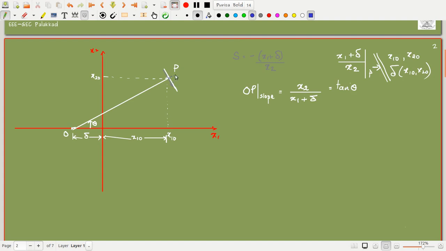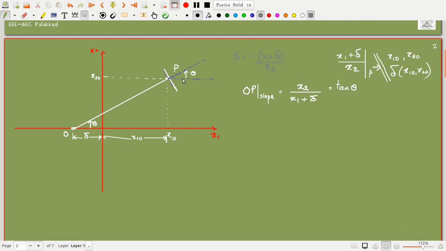I'll put dotted marks for extension of this line. I have extended this line, and if I take this part, what is this angle? This angle is also theta, right? This angle is also theta. So what are we trying to find out? We are trying to find out this angle.